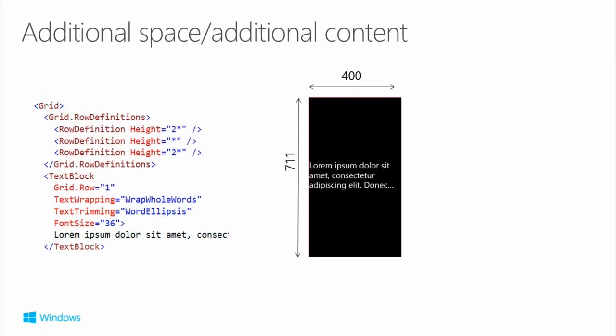So looking at some of the additional space content in a practical XAML, here we have some text in a lower sized device. You can see we've got the text wrapping, we've got some word ellipses, so whenever that text runs out of space, and in this case it has 20% of the screen space, it's just going to go to the ellipsis.